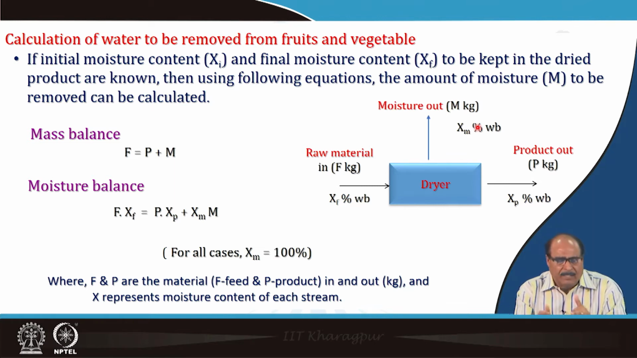Then one can calculate by mass balance. Like in the figure here, you see that if F kg of the raw material is put into the dryer, and the raw material has moisture content xf % wet basis, and after the drying process is over, m kg of the moisture is removed, which is xm % wet basis total moisture percent, and the product which comes out of the dryer is P having xp % wet basis moisture. So, the mass balance equation is F equals P plus m, or the moisture balance is F xf equals P xp plus xm m.